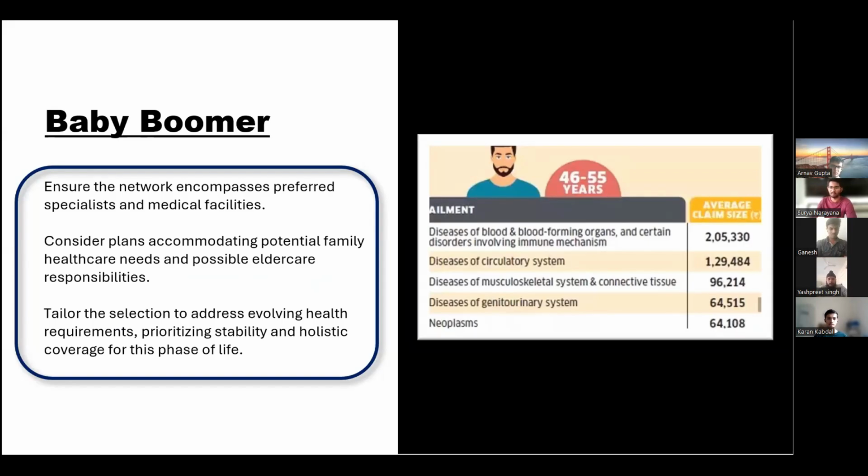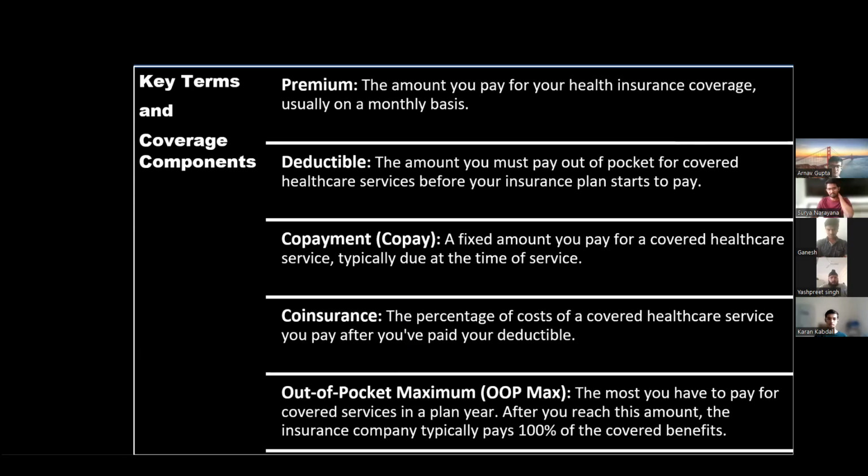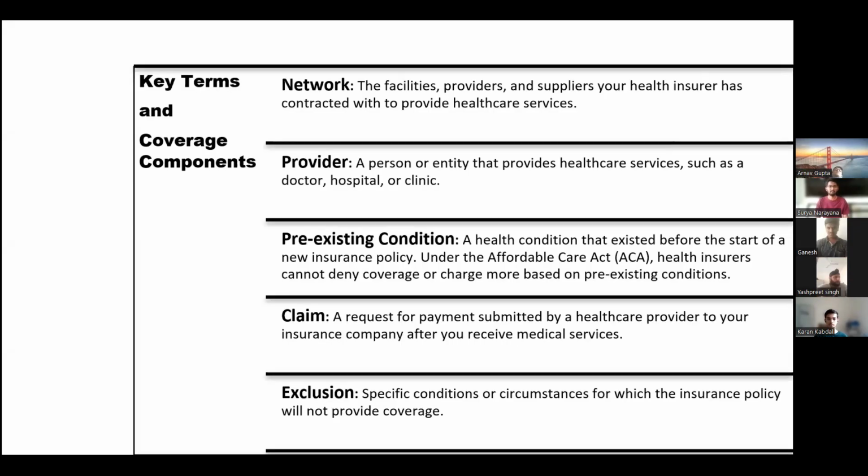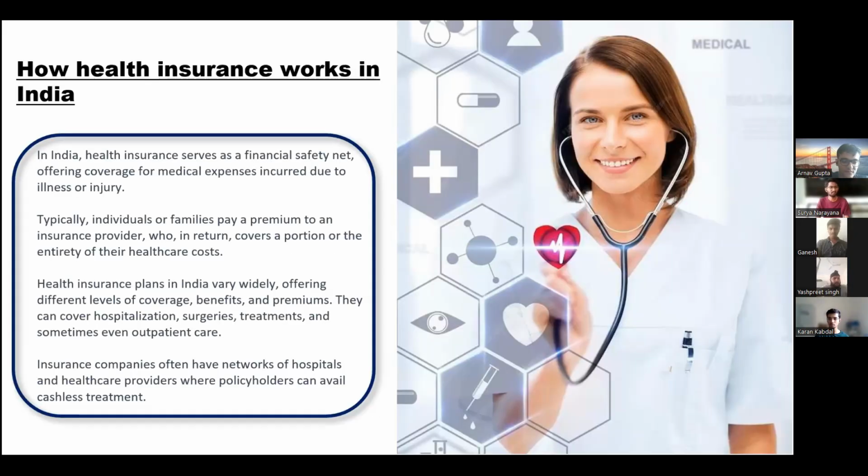Then there are some key terms and coverage components: premium, deductible, co-payment, co-insurance, out-of-pocket maximum (OPMAX), network provider, pre-existing condition, claim, and exclusion. In India, health insurance serves as a financial safety net, offering coverage for medical expenses incurred due to injury or illness. Typically, individuals or families pay a premium to an insurance provider who, in return, covers a portion or the entirety of their healthcare costs.